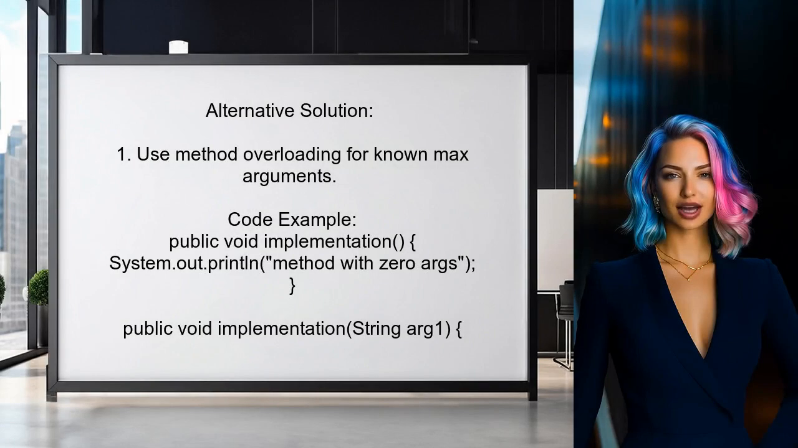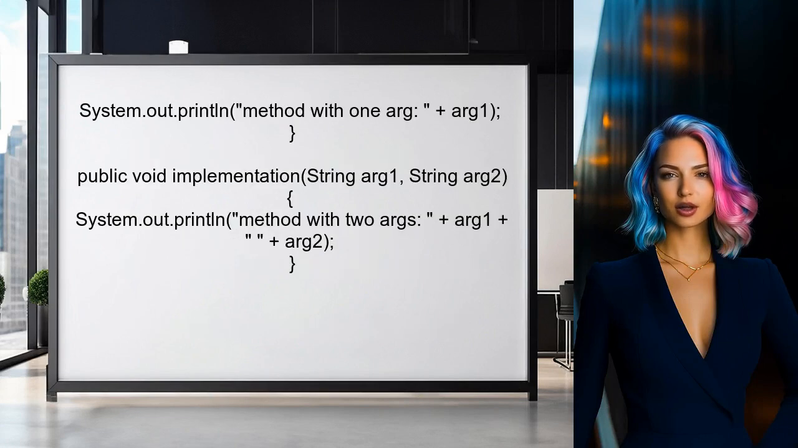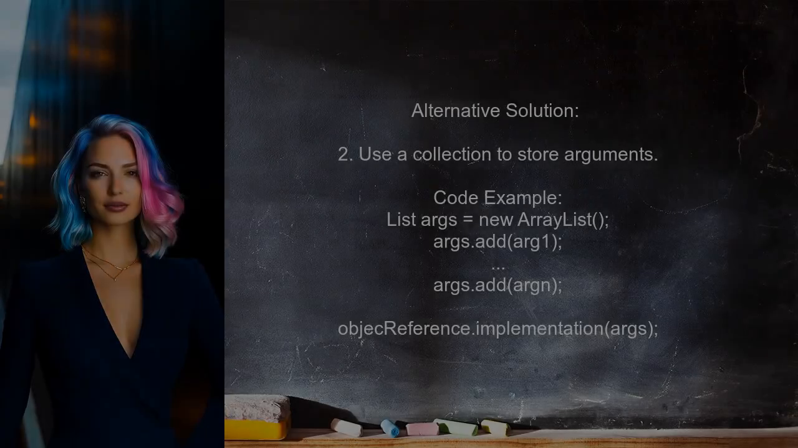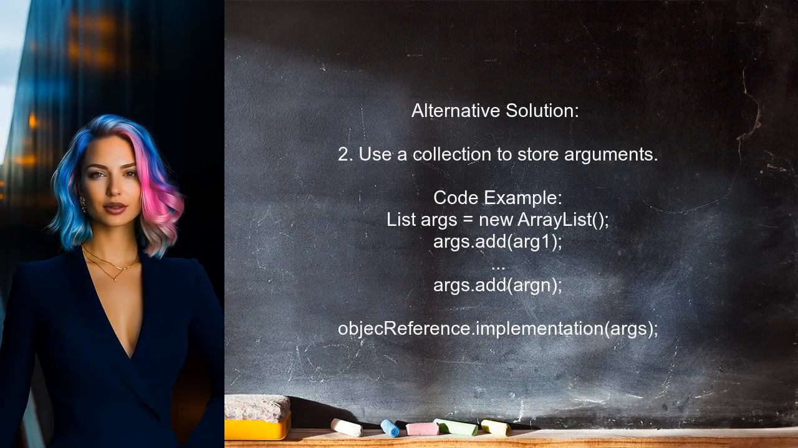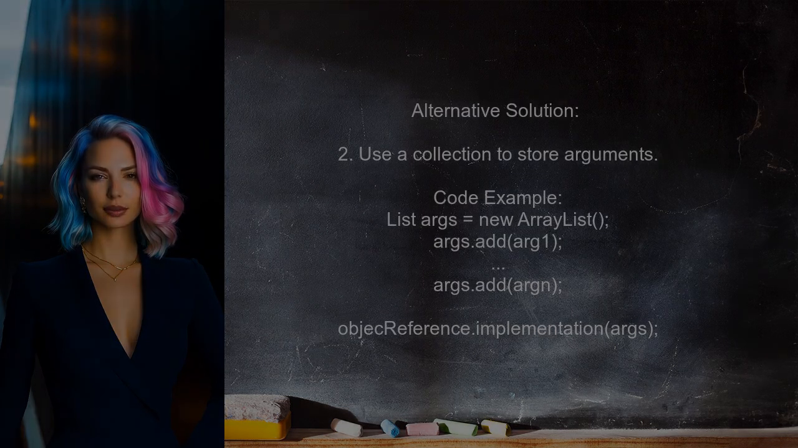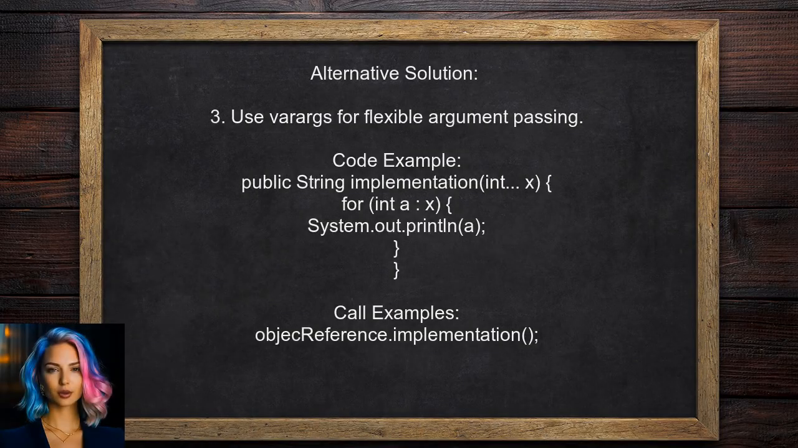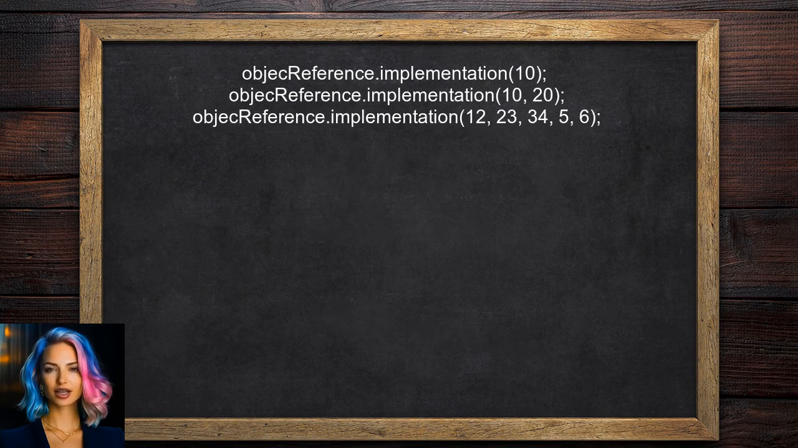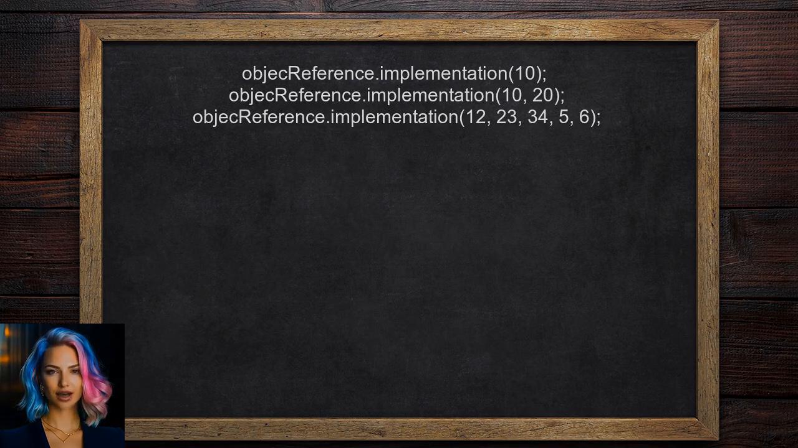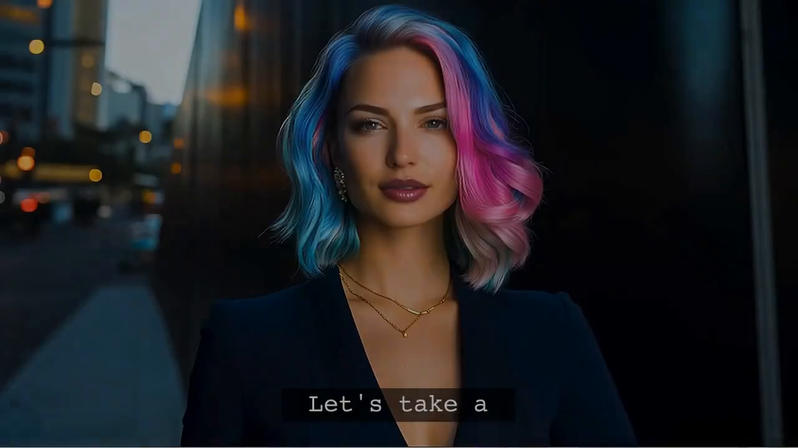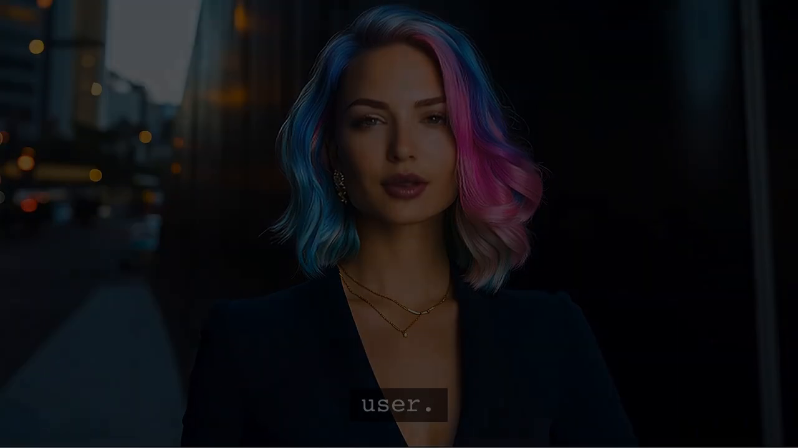This user suggests using method overloading if you know the maximum number of arguments. For example, you can create multiple implementations of the same method for 0, 1, or 2 parameters. If the maximum number of arguments is unknown, you can use a collection to store the arguments and pass that collection to the method. Another approach is to use varargs, which allows you to pass a variable number of arguments easily. This method can accept 0 or more arguments. Let's take a look at another answer from another user.